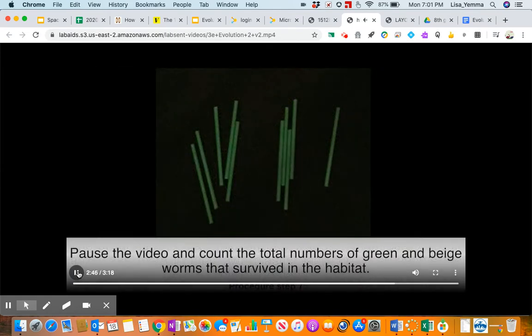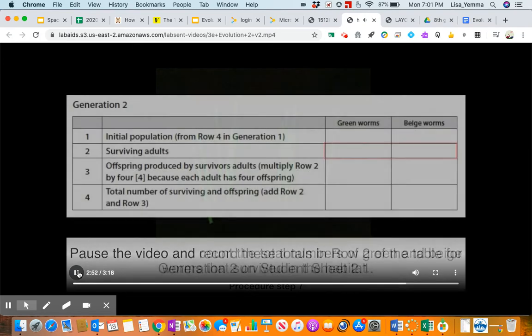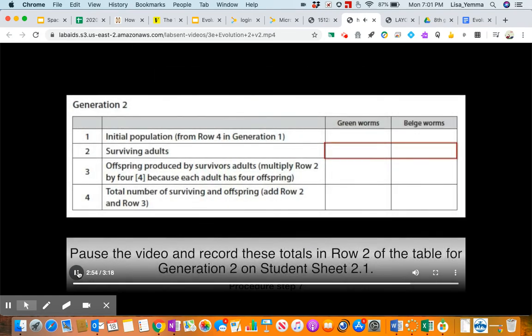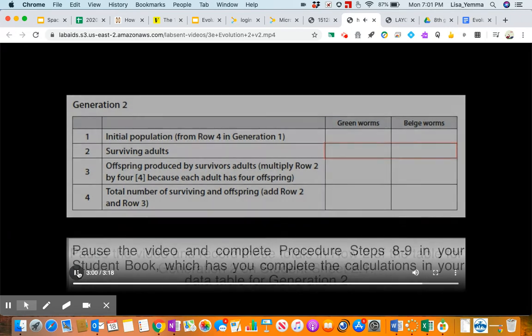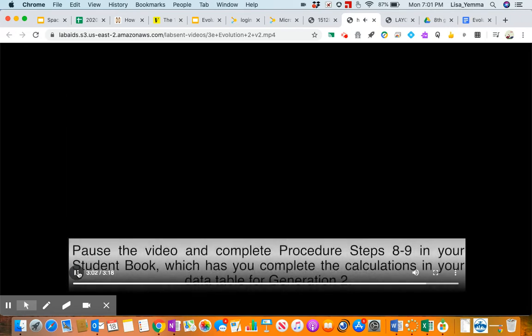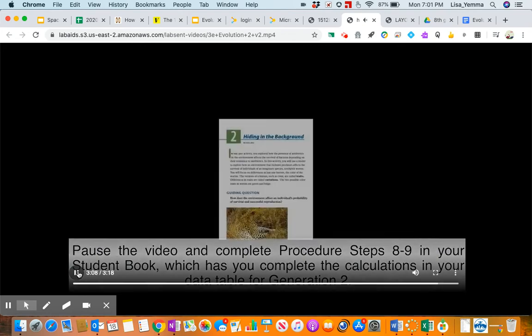Pause the video and count the total numbers of green and beige worms that survived in the habitat. Pause the video and record these totals in row 2 of the table for Generation 2 on Student Sheet 2.1. Pause the video and complete procedure steps 8 through 9 in your student book, which has you complete the calculations in your data table for Generation 2.